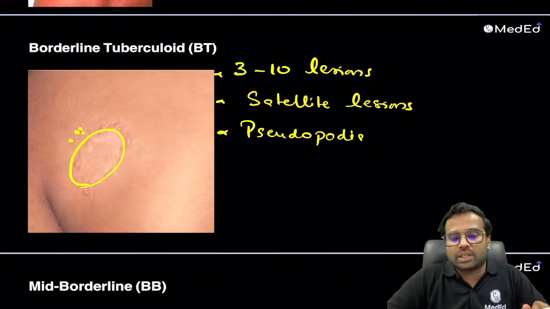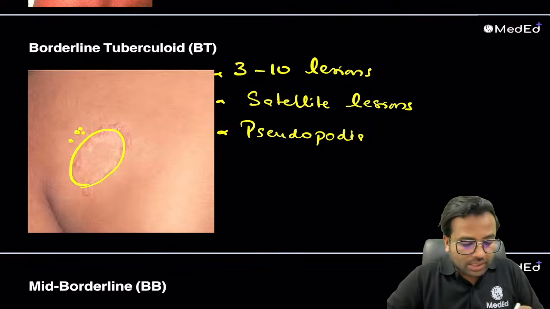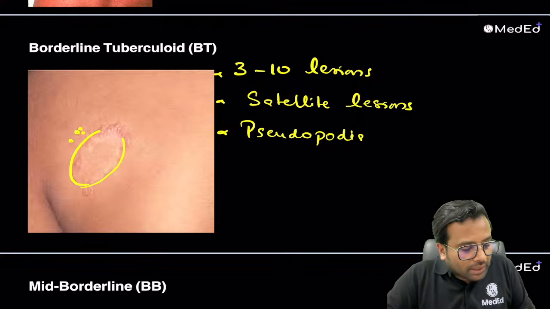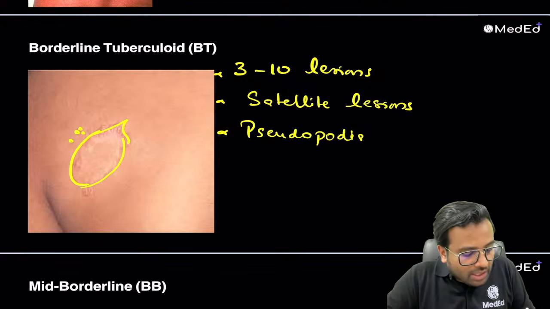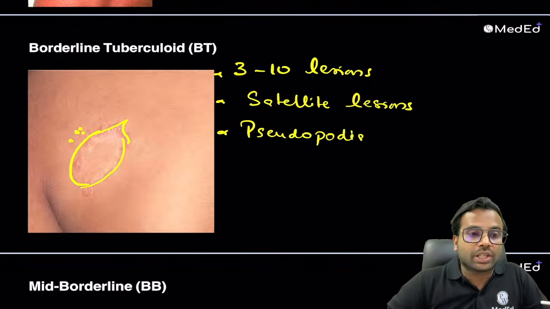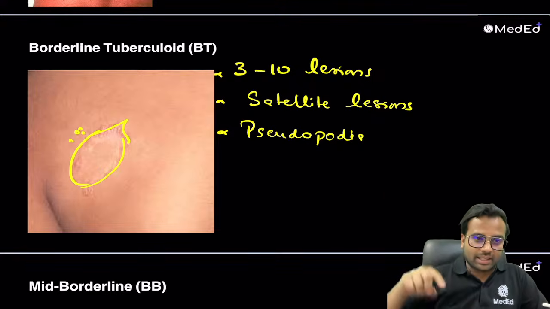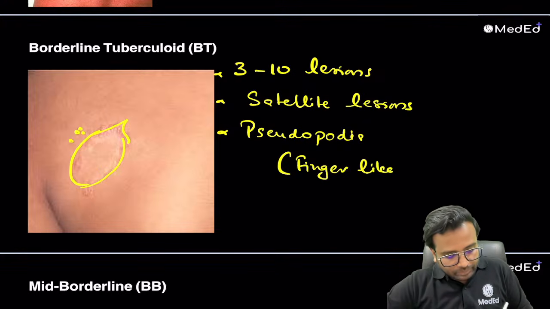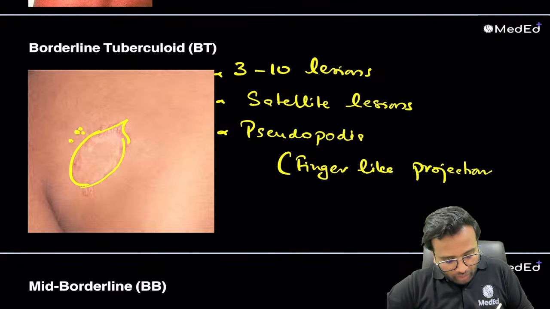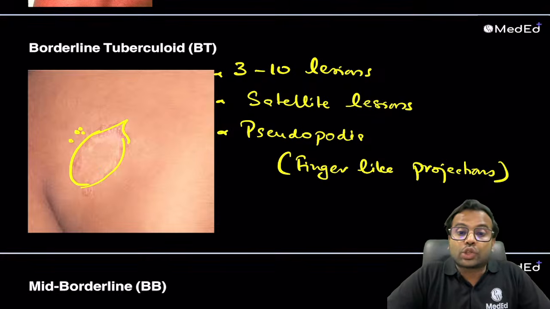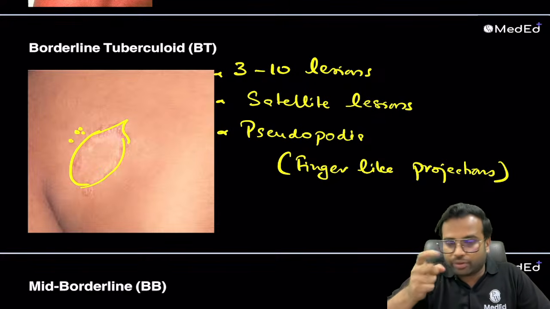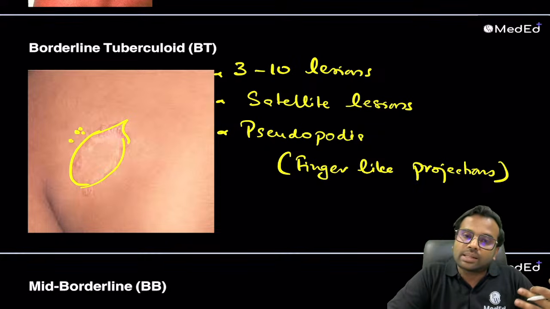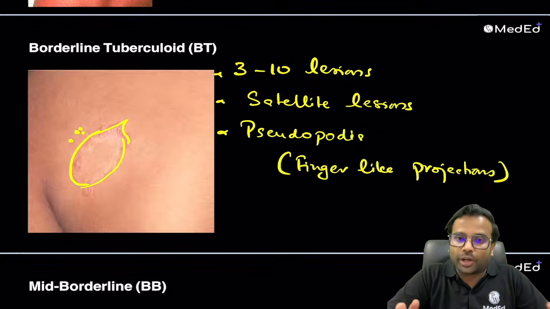In some of these patients, what will happen is, I'd better draw this for you to understand what you mean by pseudopodia. Pseudopodia means this lesion is going to have an extension like this. Once this lesion has an extension like this, it is called finger-like projections. This is called pseudopodia. Podia means finger, so pseudopodia are finger-like projections which can be seen. Now this is a typical characteristic of borderline tuberculoid type of leprosy.